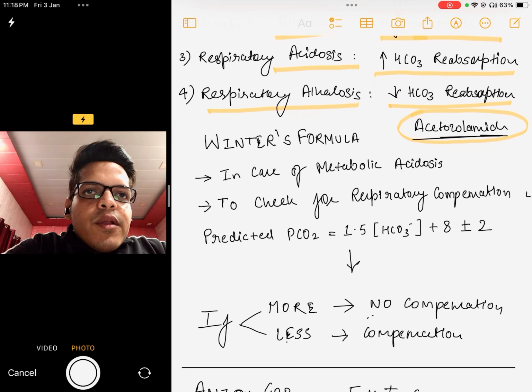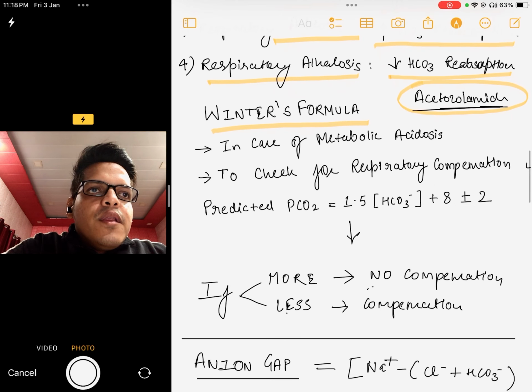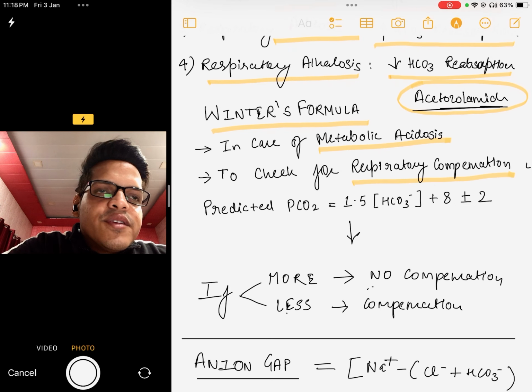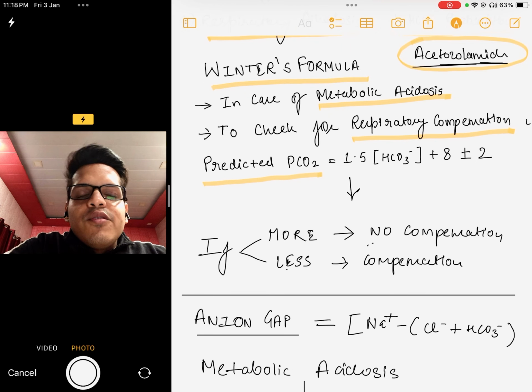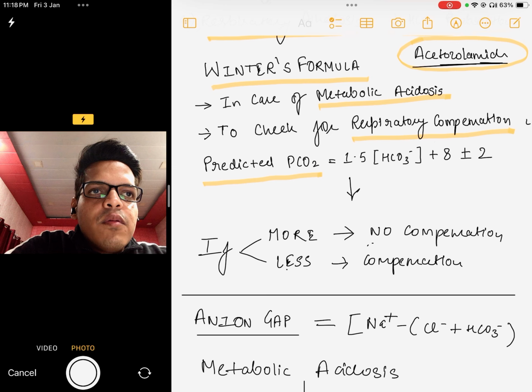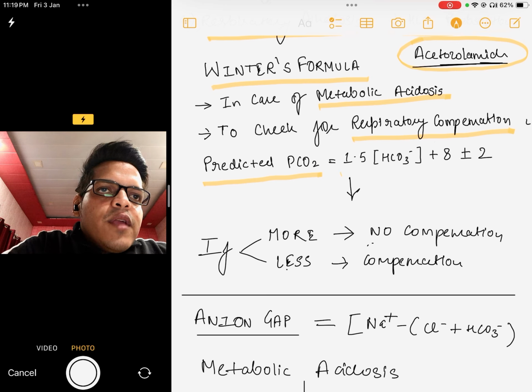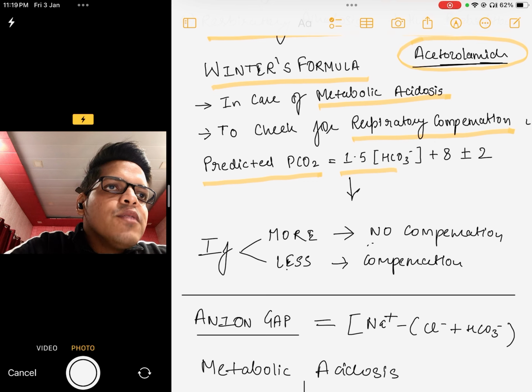Coming to Winter's formula, it is used in metabolic acidosis to check for any respiratory compensation. You check the predicted value of PCO2. The value which is given in the question is the measured value, okay, which you get from the lab. This is the predicted value. The formula is 1.5 times HCO3 plus 8, plus or minus 2.